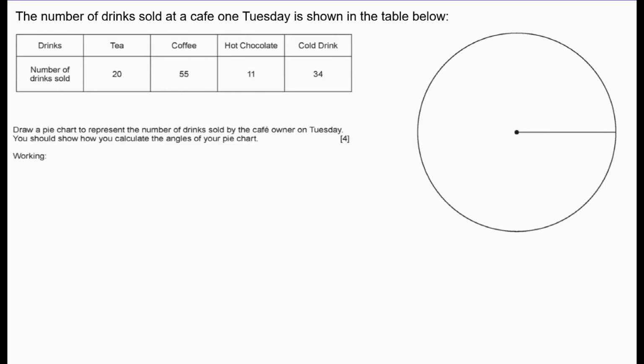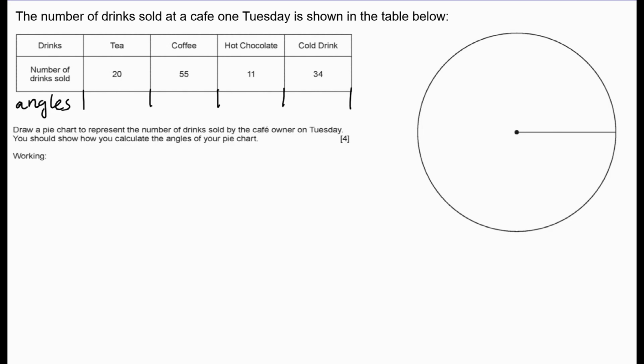The number of drinks sold at a cafe one Tuesday is shown in the table. We want to draw a pie chart to represent this information. The first thing I'm going to do is add a column to my table for angles, because pie charts basically represent pieces of data as angles.